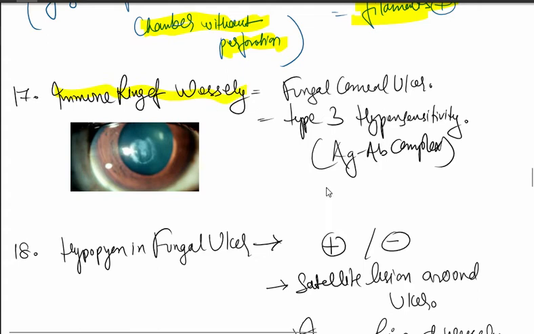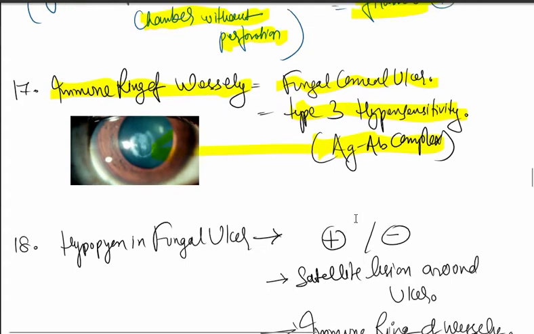Immune ring of Wessely. Where is the immune ring of Wessely seen? Fungal corneal ulcer. It is type 3 hypersensitivity. So remember, don't say type 4, it is type 3 hypersensitivity, antigen antibody complex depositions. Okay. Type 3 hypersensitivity.